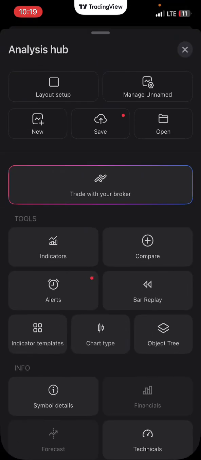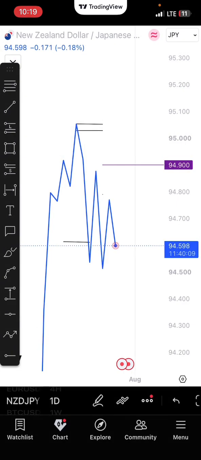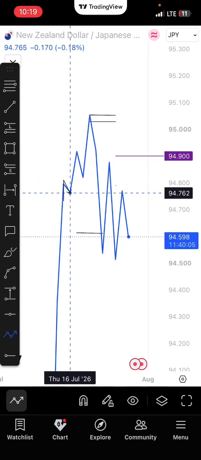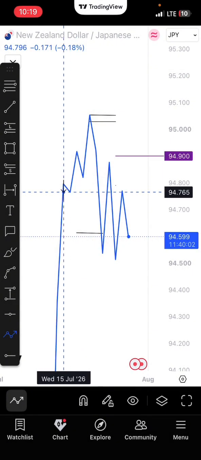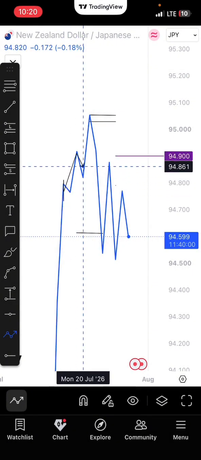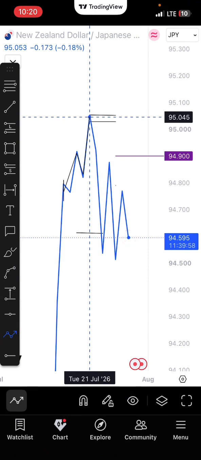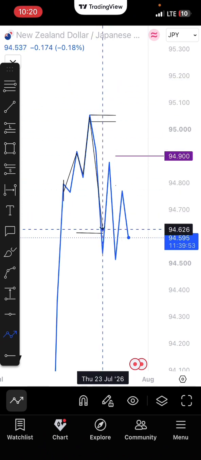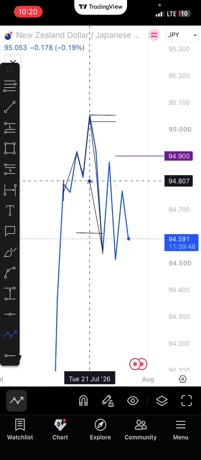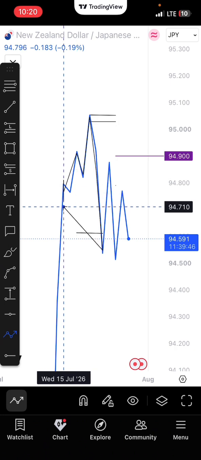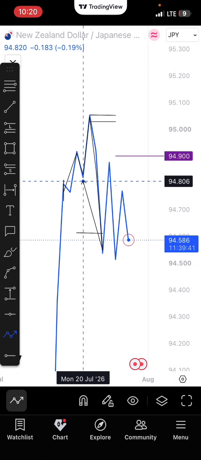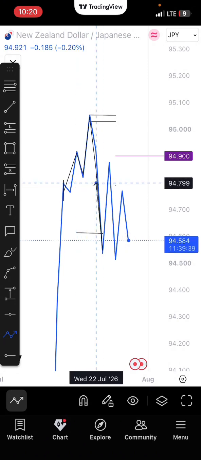We go to the line chart. We can see price was on an uptrend: higher high, higher low, higher high, higher low, higher high. It was supposed to give us a new higher low before giving us a higher high, but no, price broke below. So as price broke below, our structure has changed. We were in an uptrend before, but now price has broken below the previous low.